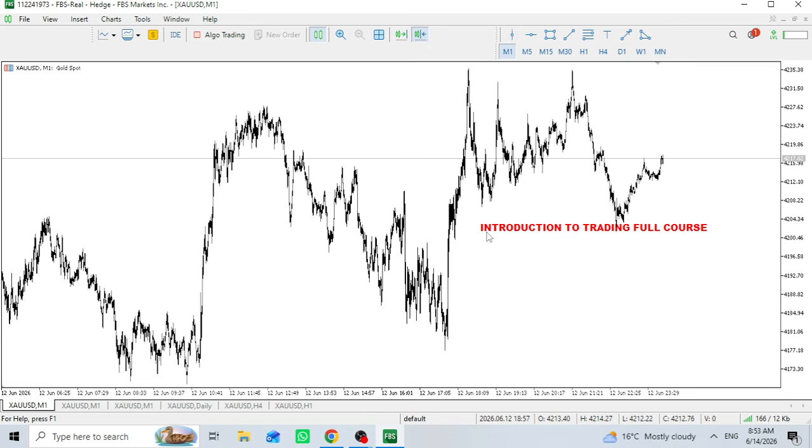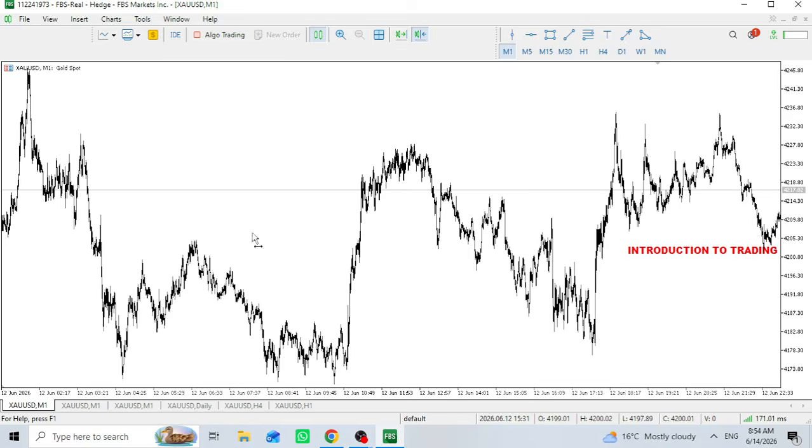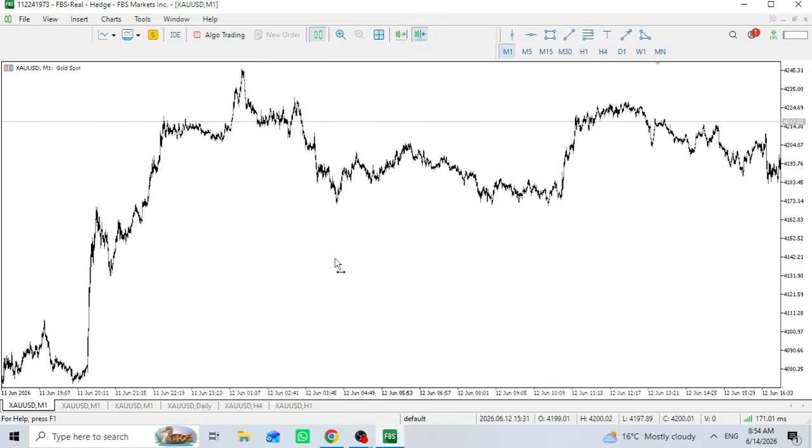So I have said, for you to start trading in 2026, you're going to need a phone or a laptop. Number 2, you're going to need a broker. Number 3, you're going to need MetaTrader 5. You are going to need this.